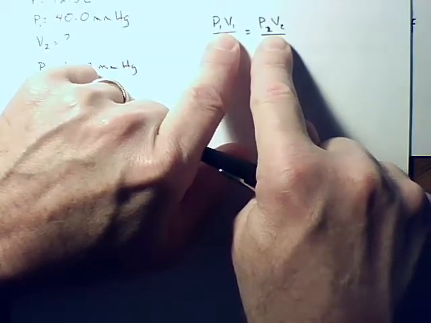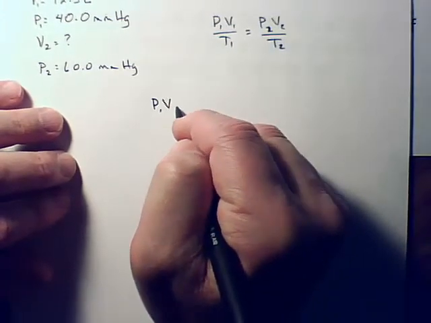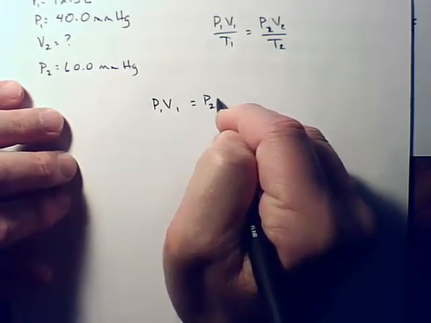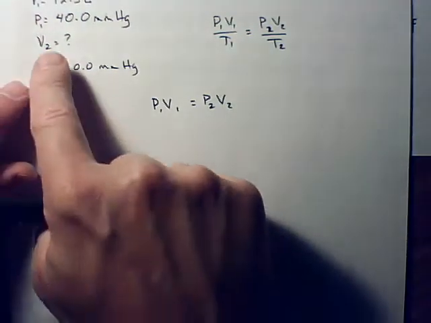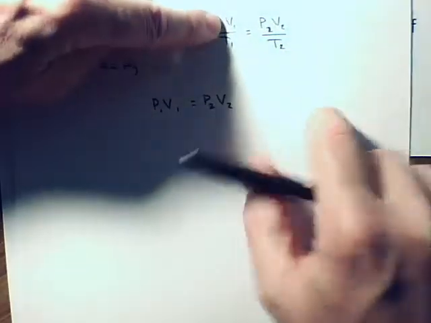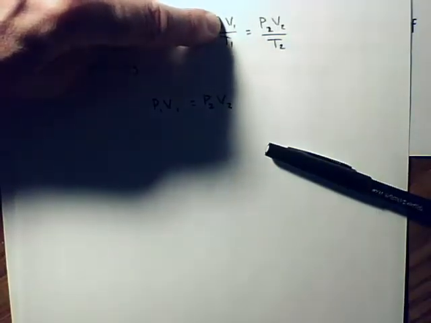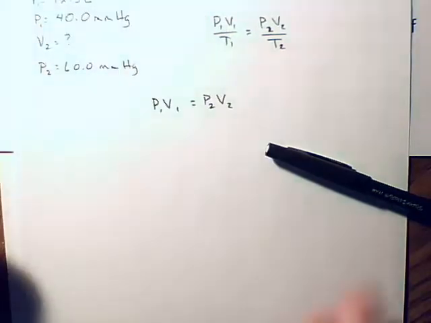That makes it simple. Okay, so really what we're working with then is P1V1 equals P2V2. So if temperature doesn't change, we only need what's on the top. If pressure doesn't change, we only need that part of it. Does that make sense? Okay.